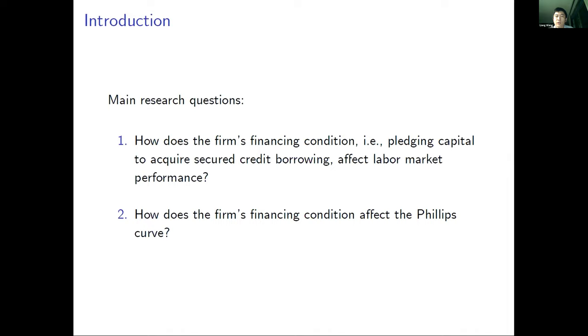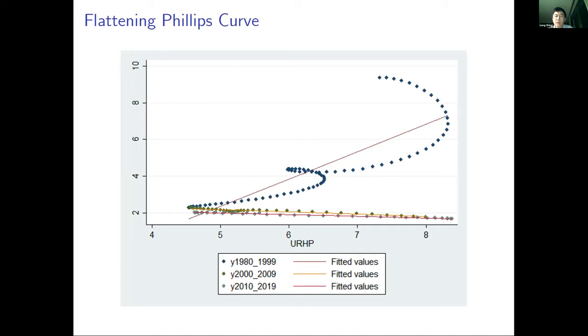As is well known, in recent years we do observe a flattening Phillips curve. What I'm showing you here is the HP filtered CPI defined inflation versus unemployment rate. We look at three different time periods: from 1980 to 1999, 2000 to 2009, and 2010 to 2019. We see the slope of the Phillips curve gets flatter. Also, in the first time period it is actually upward sloping, and for the second two time periods I'm plotting here, they're actually downward sloping.